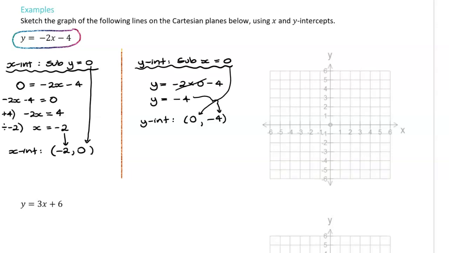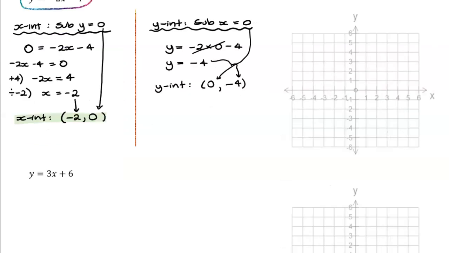We have our x-intercept here, negative 2, 0. So let's get our pencil and plot that point. Negative 2, 0 is on the x-axis, with a y-coordinate of 0 and x-coordinate of negative 2. So our x-intercept is here. Now our y-intercept is a separate point. The y-intercept is on the y-axis, and it has a coordinate of 0, minus 4.